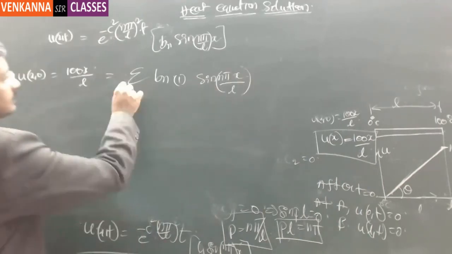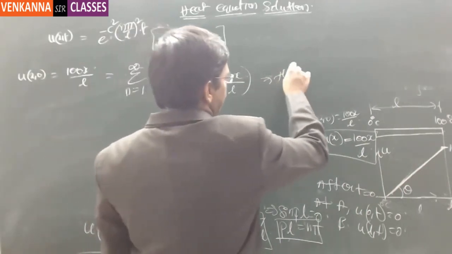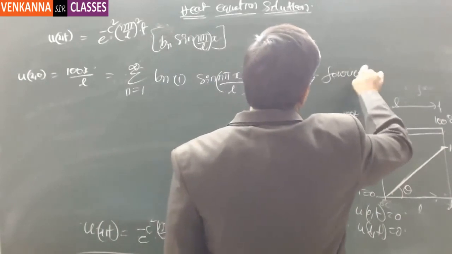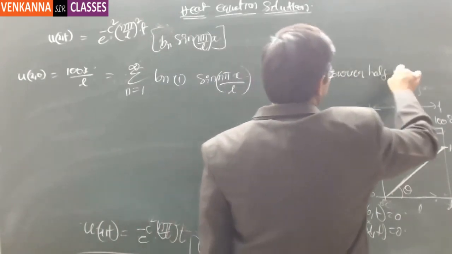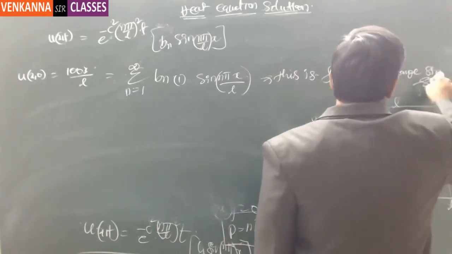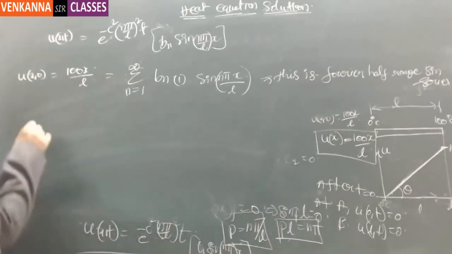So this is n is equal to 1 to infinity. So this is the Fourier half-range sine series. So if this is the series, then the Bn value you will be able to find out.